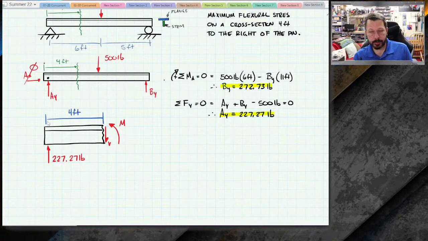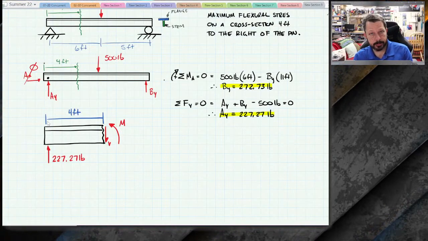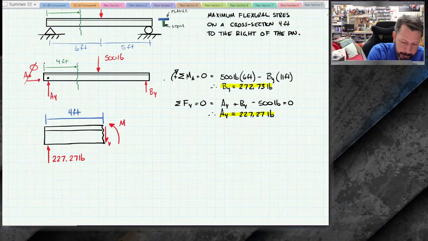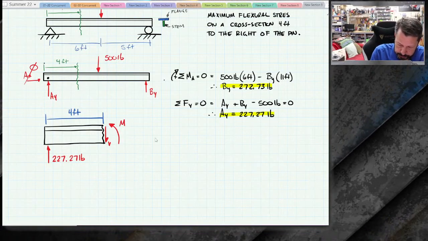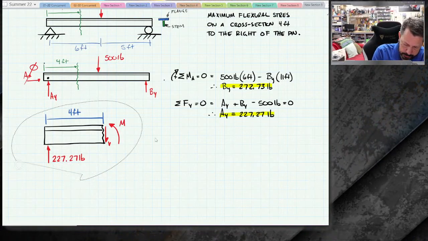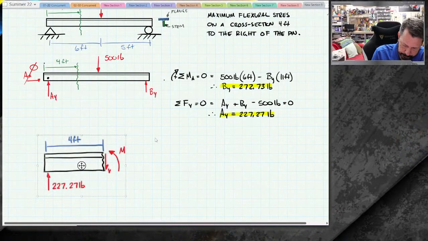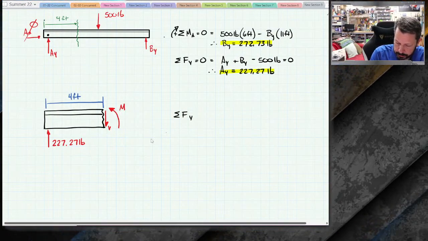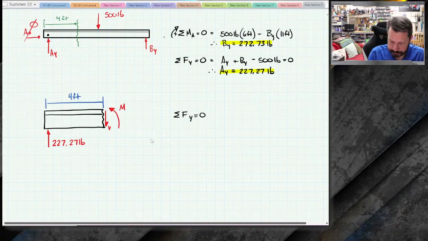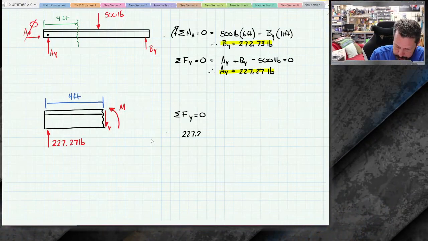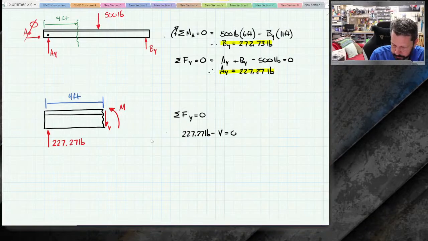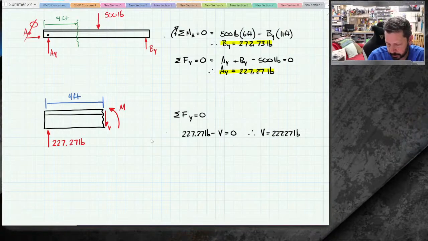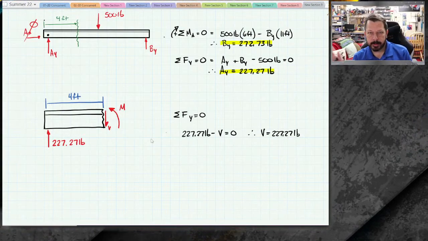So this is a free body diagram, so I can write 3 different equilibrium equations for this diagram. The X one doesn't do me any good, so really only 2. Let me move it down so it doesn't look like it's colliding with that one. So for this free body diagram, I can write summation of forces in the y direction equals 0, and I get 227.27 pounds minus V equals 0, so therefore V is also 227.27 pounds. The bending moment M doesn't have an X or Y component.